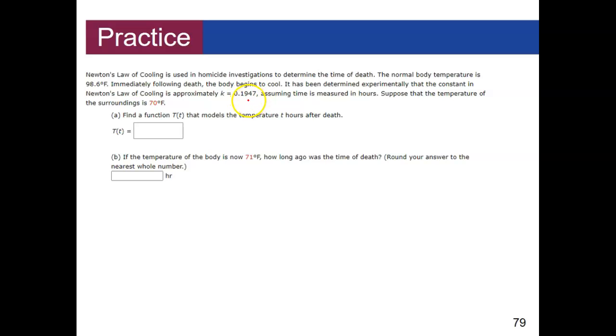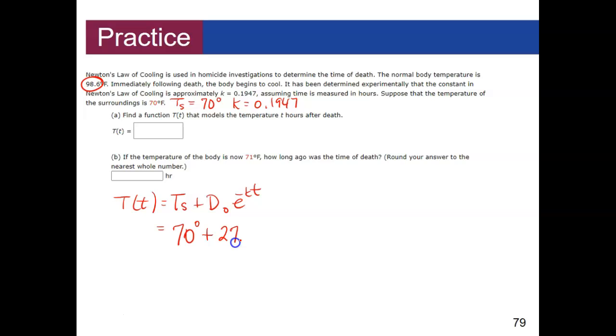Assuming times measured in hours, suppose that the temperature of the surroundings is 70 degrees Fahrenheit. So that tells us the surrounding temperature is 70 degrees Fahrenheit, and we know the K is 0.1947. Knowing all of this makes building our model pretty easy. We've got to have the surrounding temperature plus the difference in the temperature. Our surrounding temperature is 70 degrees. The body started out at 98.6, so the difference in the temperature between 98.6 and 71 degrees is going to be 27.6. The K is 0.1947. And then the time is the part that we're trying to find out. And we know that the temperature after this amount of time has decreased to 71 degrees.